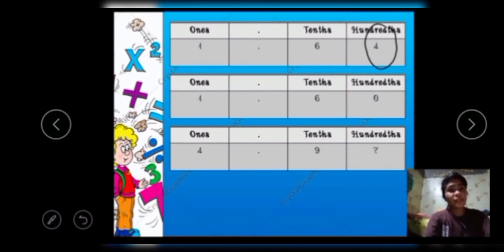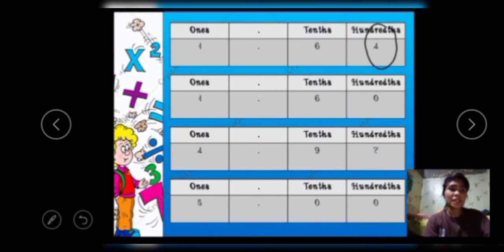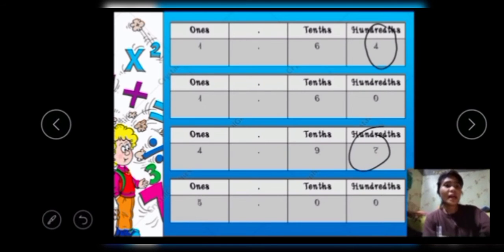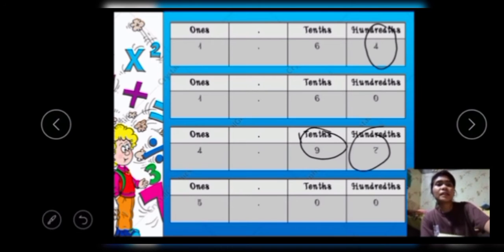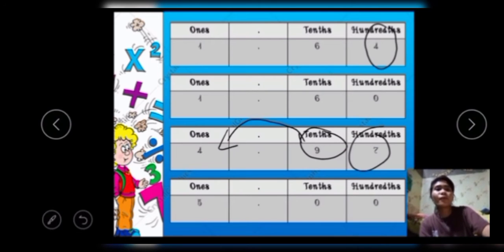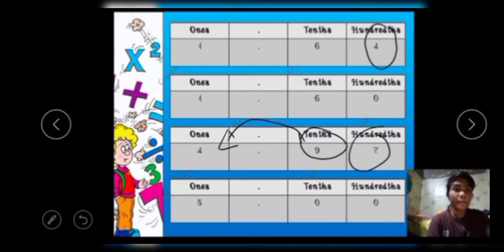Next, we have here 4.97. So in this example, we get 5.0 because the digit in the hundredths place is 7 and the tenths place is 9, which is greater than 5. That's why we need to round up the whole number and get 5.00.